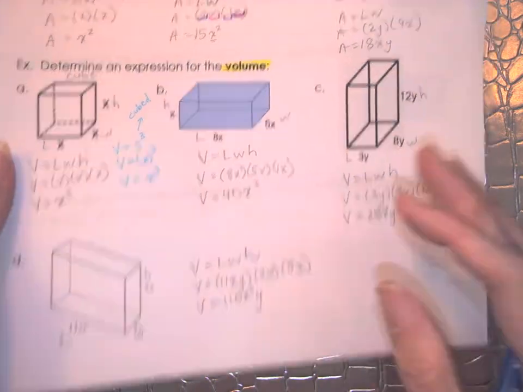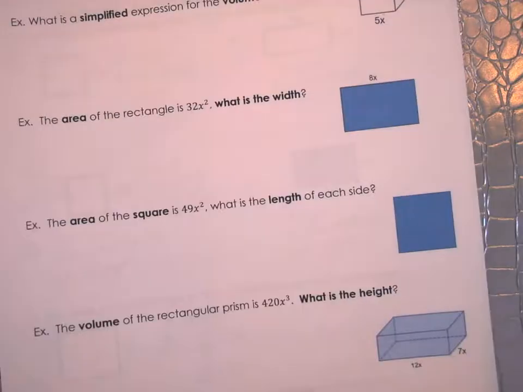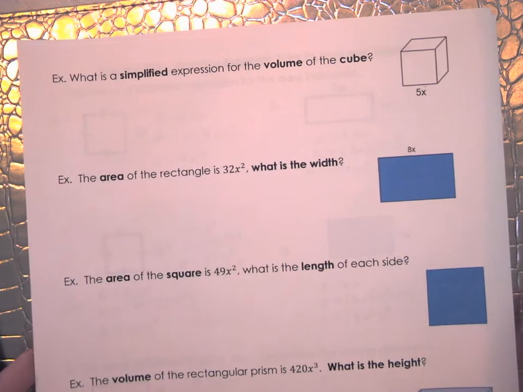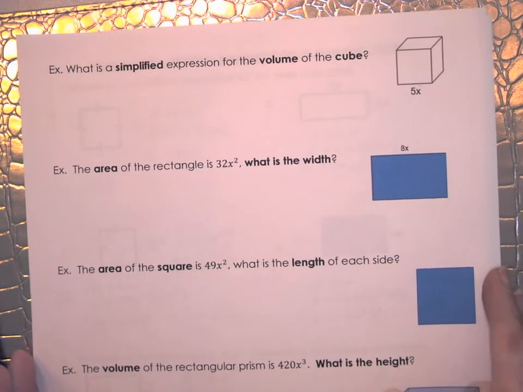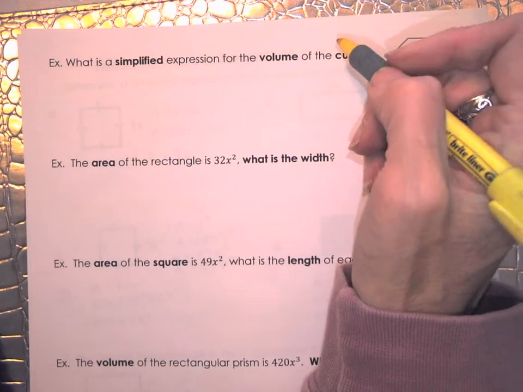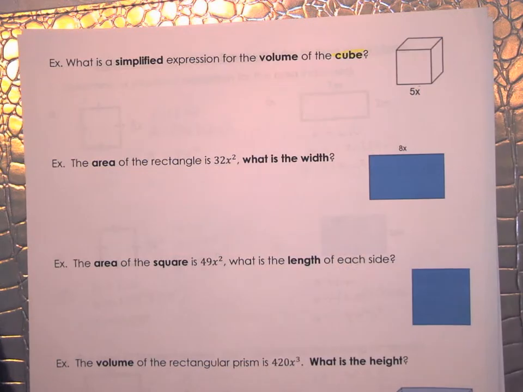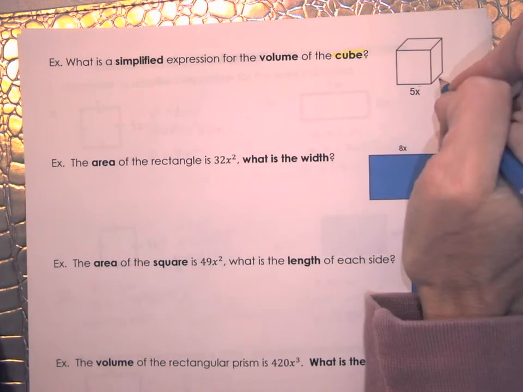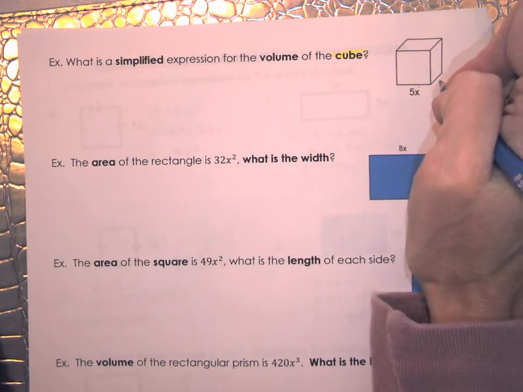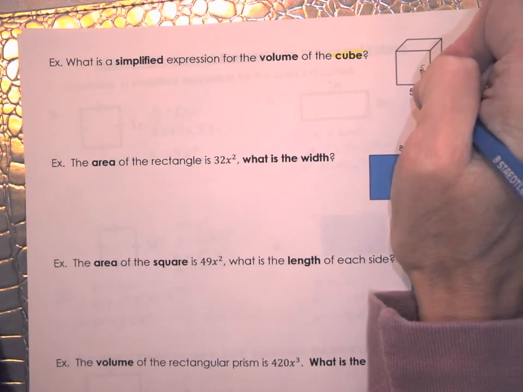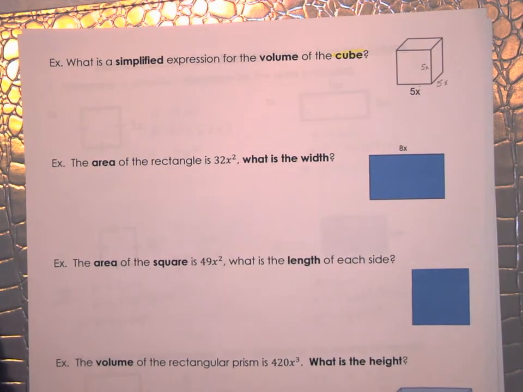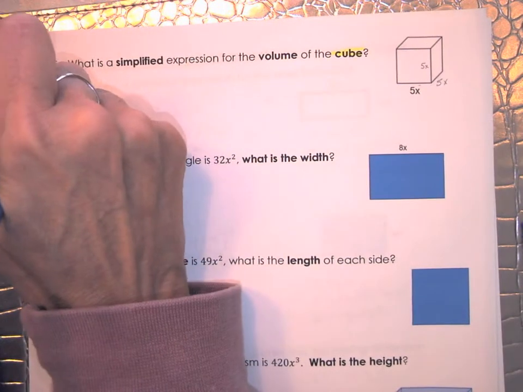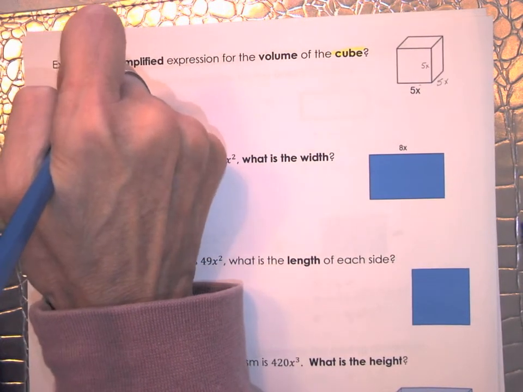All right. So going on to the next page, the next question asks, what is a simplified expression for the volume of the cube? So cube is a big clue here. It means all the sides are the same length. So the length is 5x, also the width is, and also the height is. And I'm going to show this in two different ways again because it's a cube. So first, we could always use length times width times height.